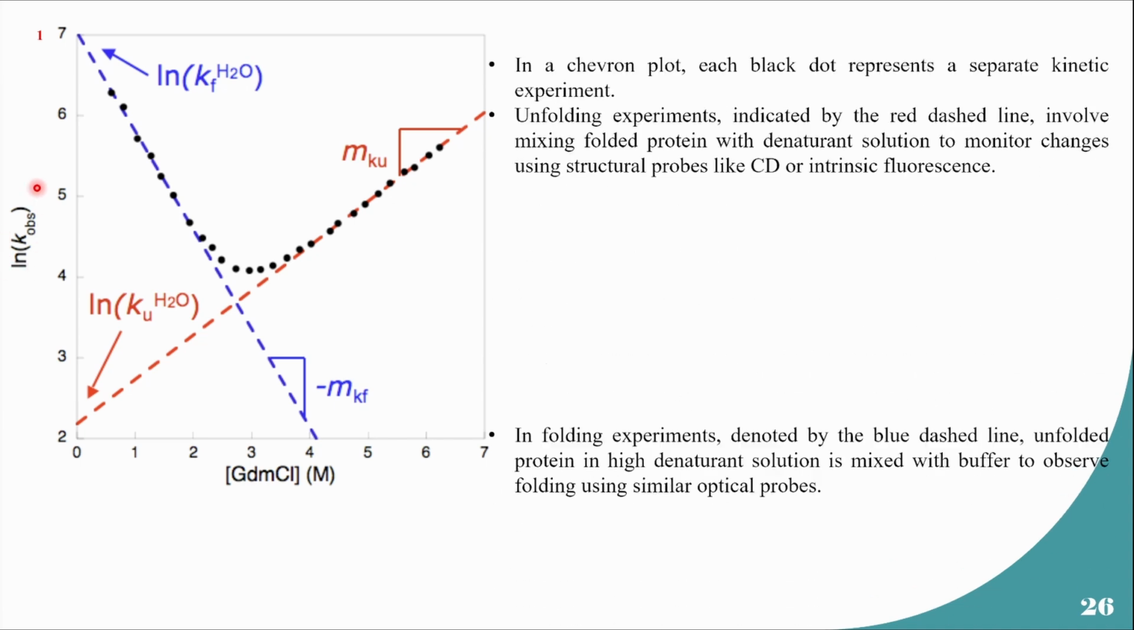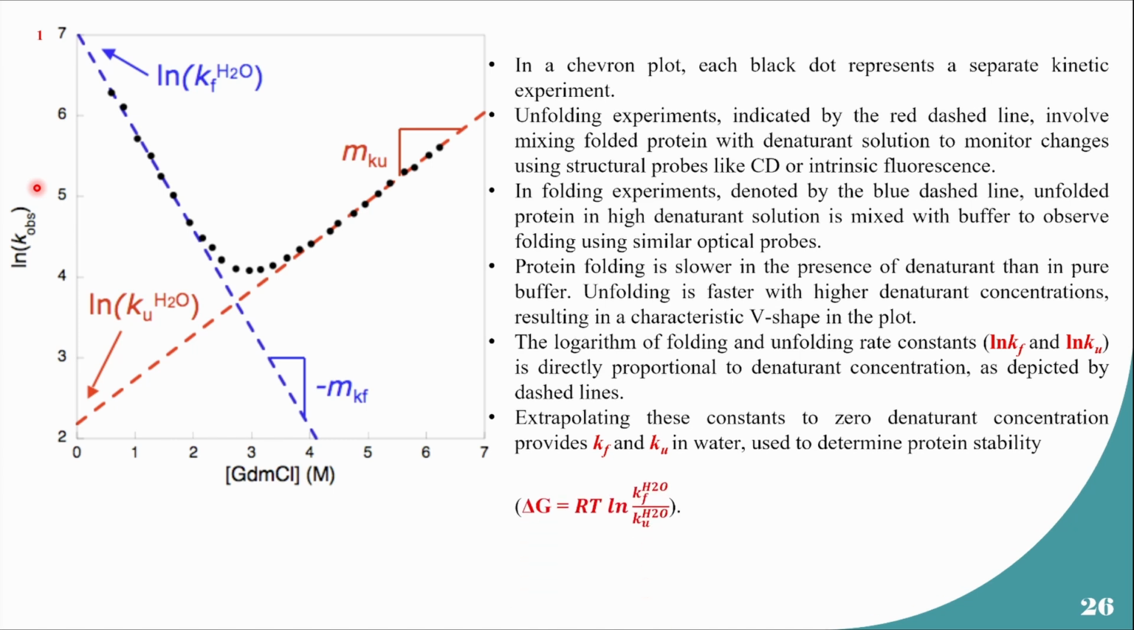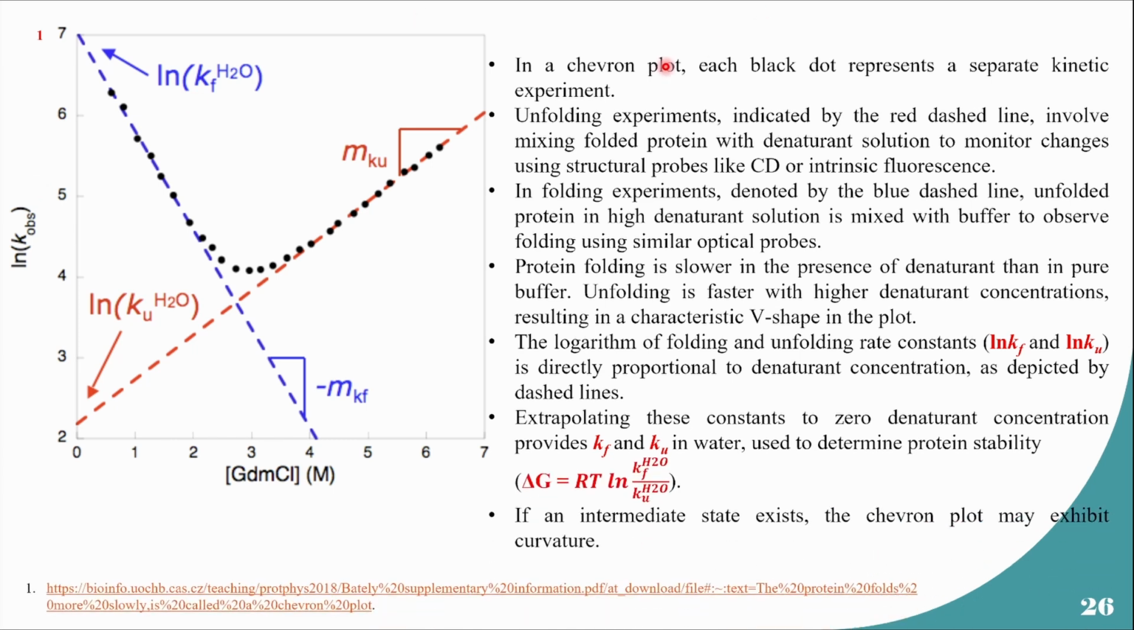If we take a look at the explanations for this one, we'll see that the chevron plot basically includes the denaturant concentration versus the folded part of a protein, with some parameters in a dotted form. But it does not include only one specific kinetic experiment's data, but data from a lot of different separate kinetic experiments, which of course include unfolding experiments and folding experiments. So all of these data are present inside this plot.